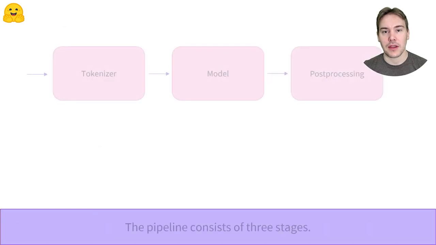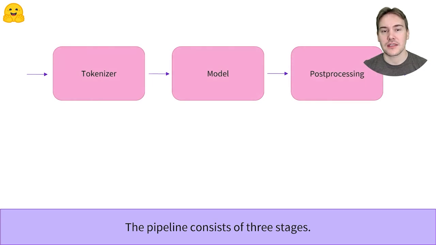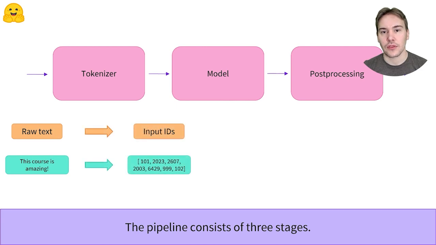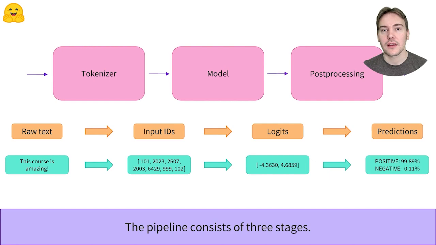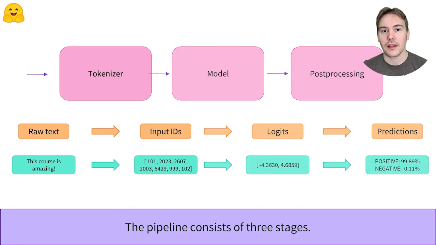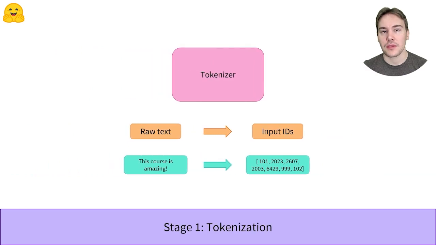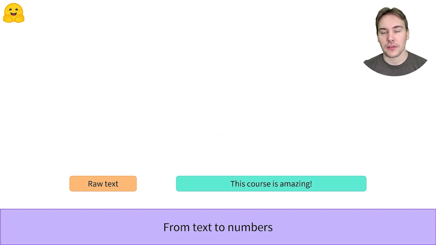As we've seen in the pipeline presentation, there are three stages in the pipeline. First, we convert the raw text to numbers the model can make sense of using a tokenizer. Then, those numbers go through the model, which outputs logits. Finally, the post-processing steps transform those logits into labels and scores. Let's look in detail at those three steps and how to replicate them using the Transformers library, beginning with the first stage, tokenization. The tokenization process has several steps.